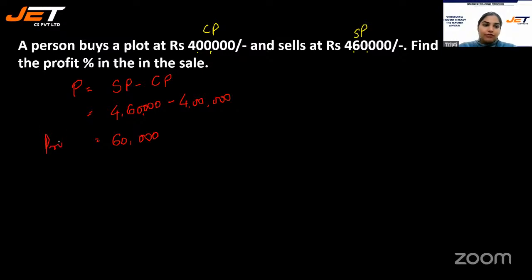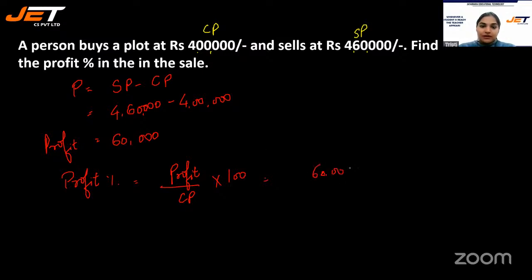This is the profit. Now we need to find out the profit percent. To find the profit percent, what we need to do is profit by the cost price times 100. Can we do this, please? I want you to calculate this, dear children. 60,000 divided by 4 lakhs times 100. Very easy. Because of the zeros, you will be thinking that it's too big, it will take a lot of time, but no, it's very easy.